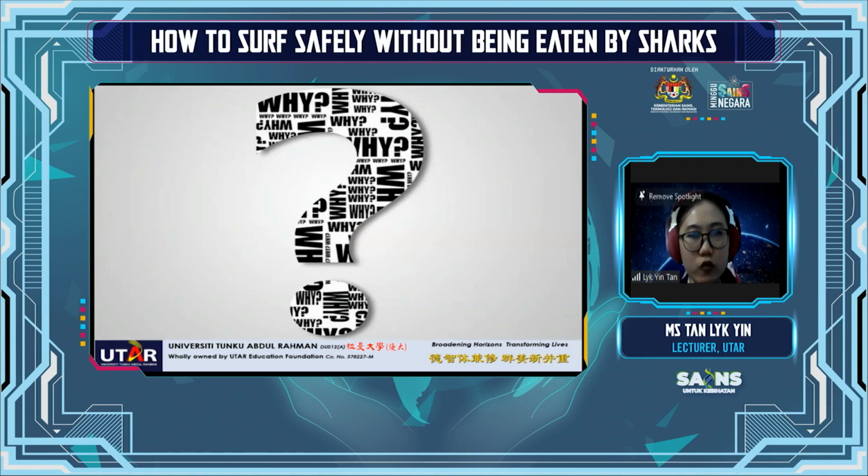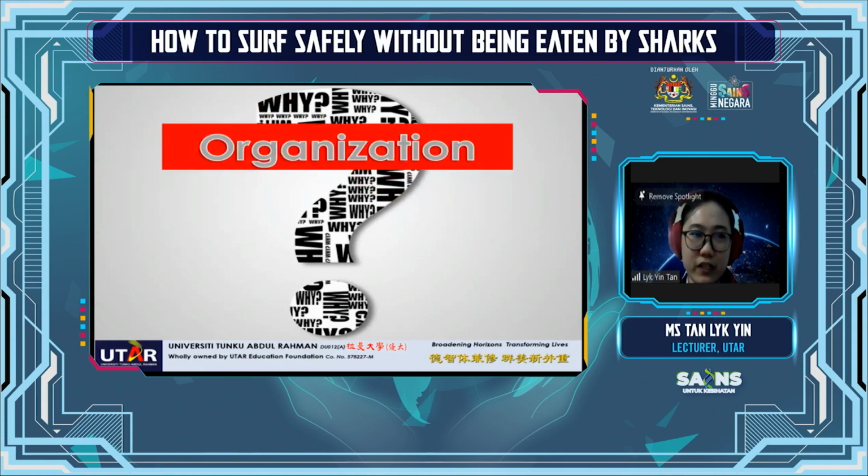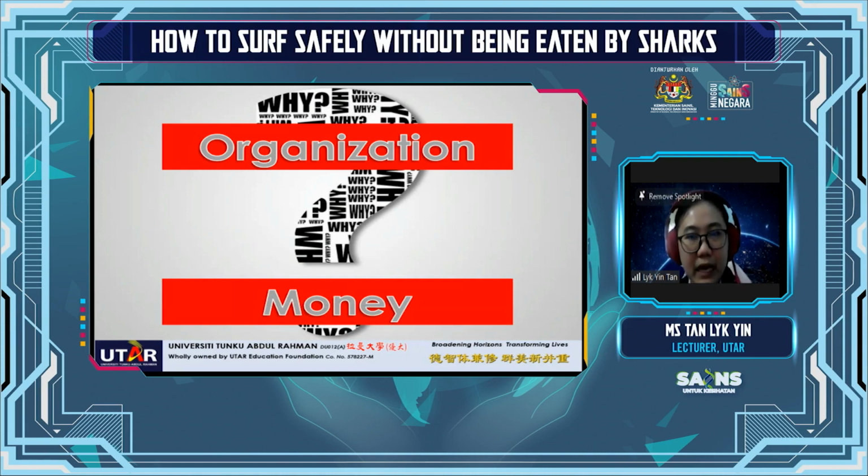So why do the hackers want to do this? There are many different kinds of reasons, and today we will talk about 3 reasons. The very first reason is organizations. They are hired by a company to attack their competitors in order to create loss for them. Another reason is money. After they hack the data, they will sell this data to a third party for money.